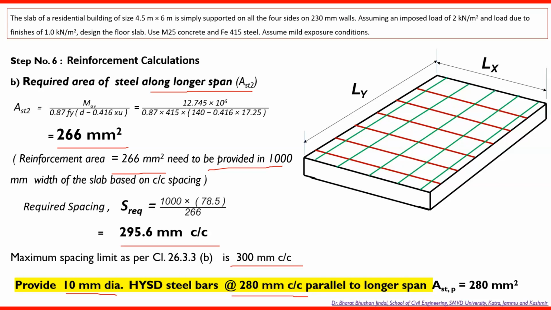Based on this value, the area of steel provided is 280 millimeter square, and this is greater than the area of steel required. So again, this step is also okay. These are the green bars which we have provided, and these were provided above the steel which we have provided parallel to the shorter span.